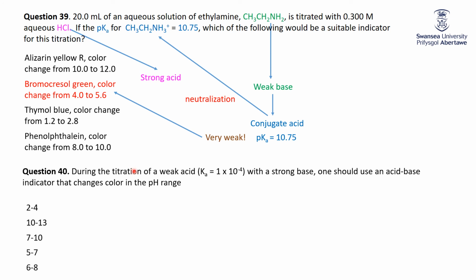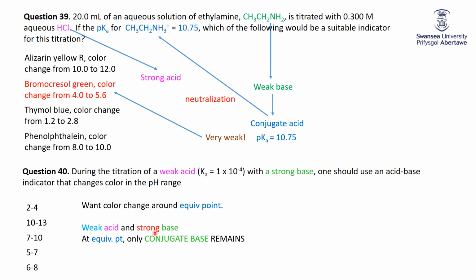Summative question 40, titration of a weak acid, this time with a strong base. You want an acid-base indicator that changes color in the pH range. Well, if it's a weak acid and a strong base, again, you want the color change around the equivalence point, weak acid and strong base. You are going to have only the conjugate base left at the equivalence point. So we want the pH of the indicator change to be greater than 7. So not 2 to 4, not 5 to 7, not probably 6 to 8. So do we want 7 to 10 or 10 to 13?